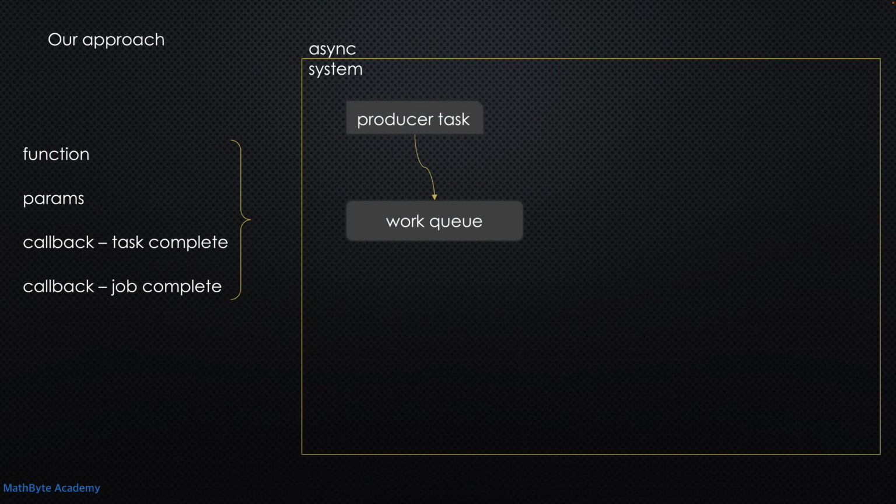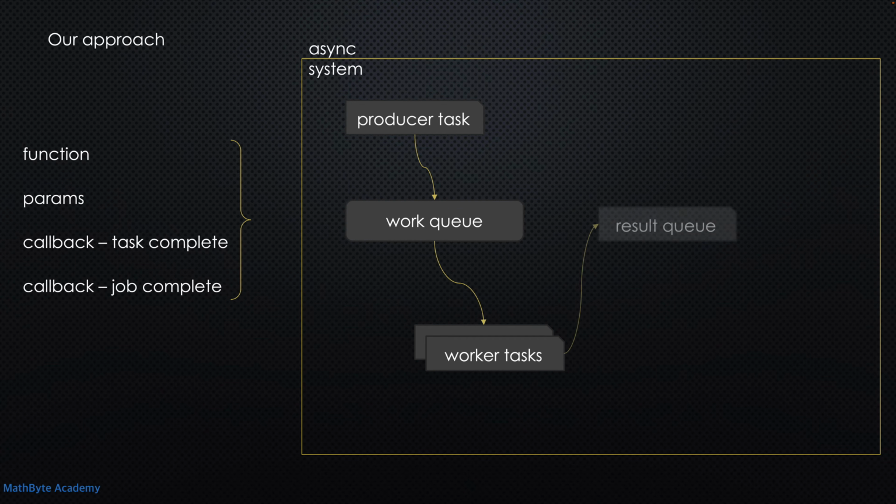And then it's going to set up a producer task that's going to use those parameters to essentially put them into a work queue. We're going to create worker tasks, n number of them. They're going to pull from the work queue. And here's the difference. I am not going to have the worker task call the callback for task complete. The task complete callback could be blocking, and it could be blocking a long time. I don't want to block the workers from actually doing the work.